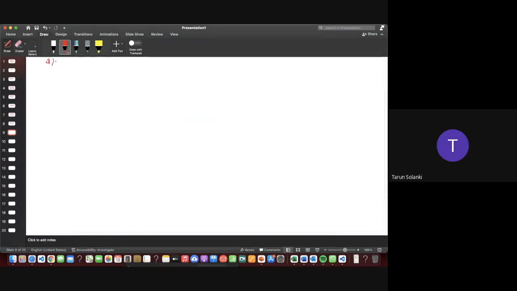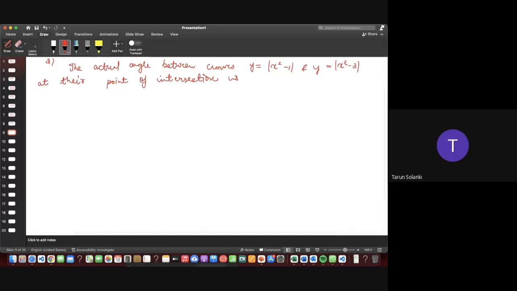So the given question: find the acute angle between the curves y equals mod x square minus 1 and y equals x square minus 3 at their point of intersection. So we will solve. Given y equals mod x square minus 1, right?